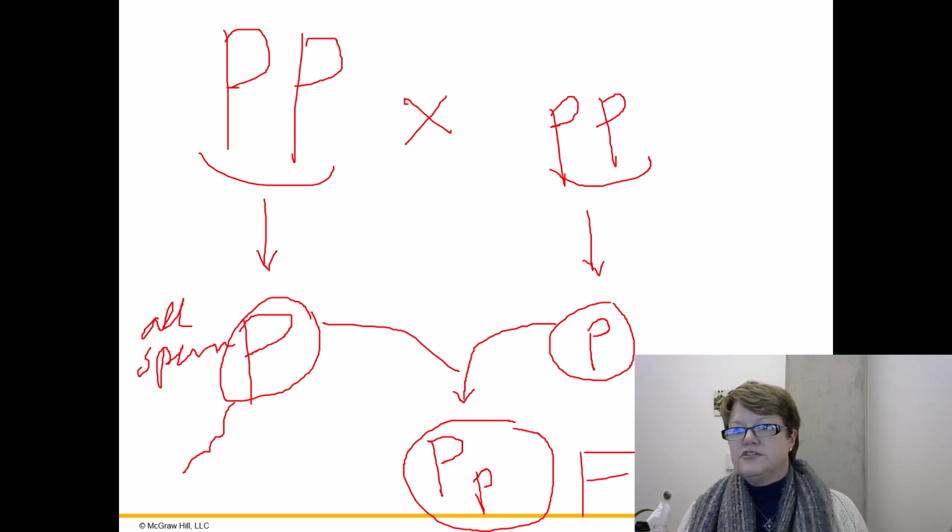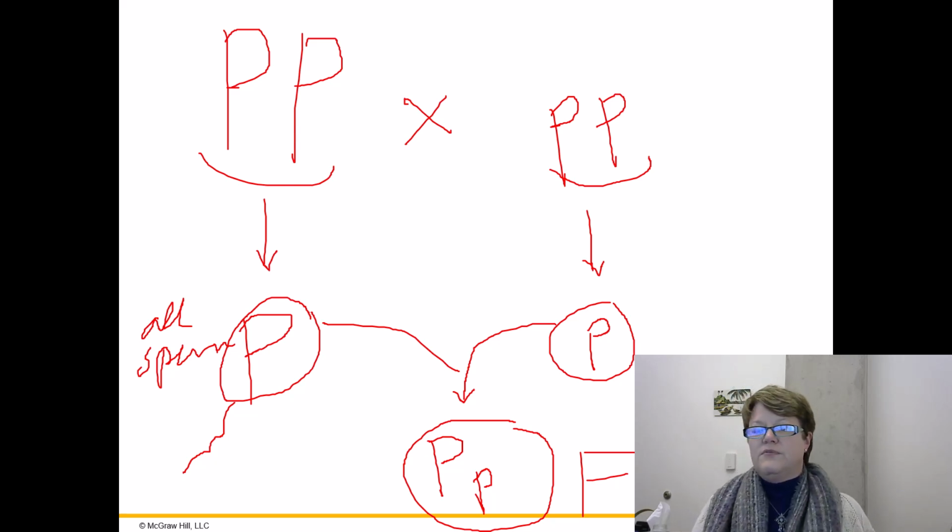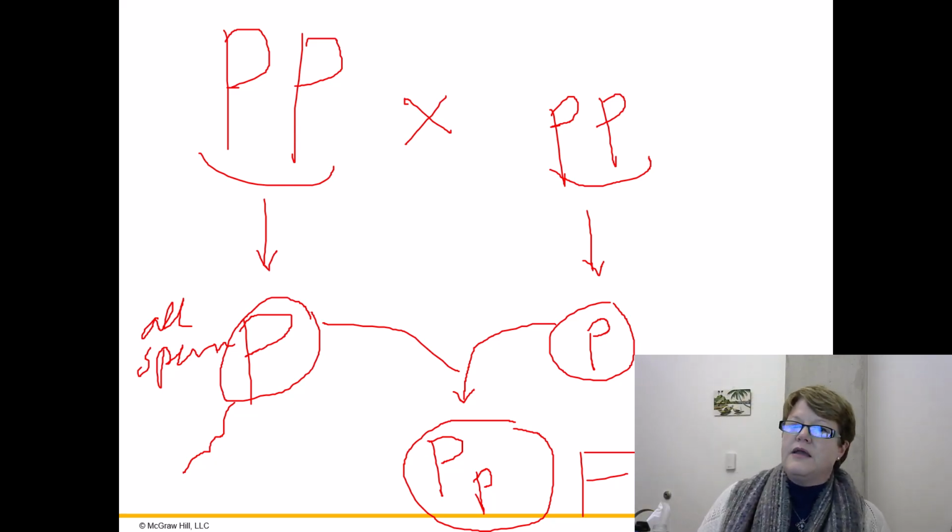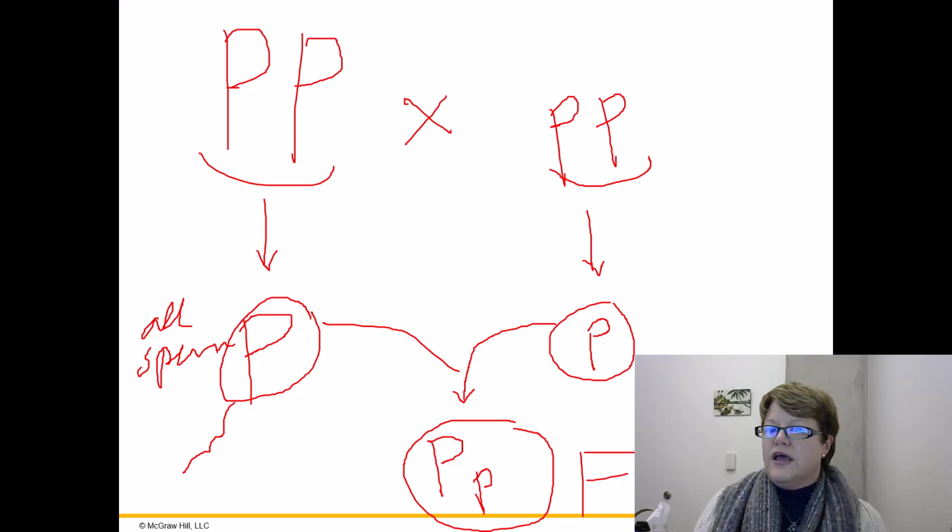And there's probably not just one offspring, there's probably hundreds, but they're all going to be big P, little p in their genetic makeup in their cells. So that's that first part of the monohybrid cross. But really this part just creates the hybrid.